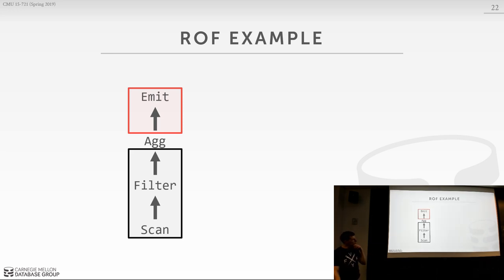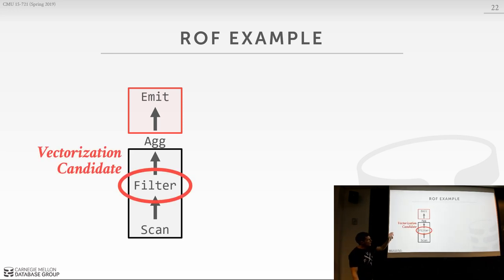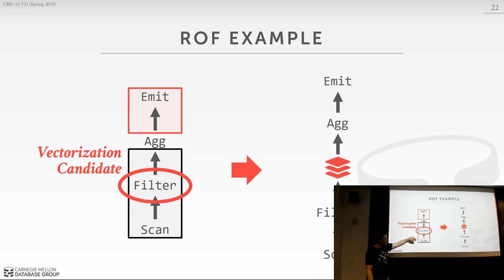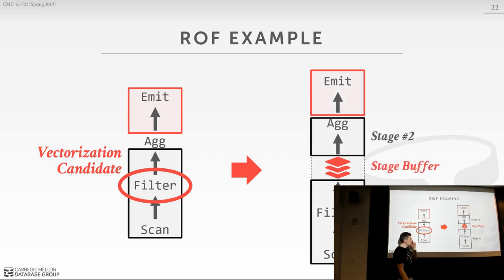So going back to our example, these are our two pipelines. We identify that this is what we actually want to vectorize, the filter candidate. So what we're going to do is introduce this new staging buffer for our pipeline. Actually, this should be moved up here. The first pipeline should be aggregation, filter, scan.